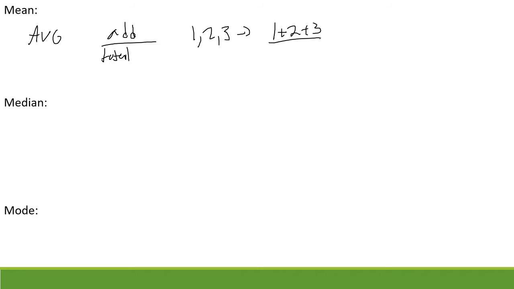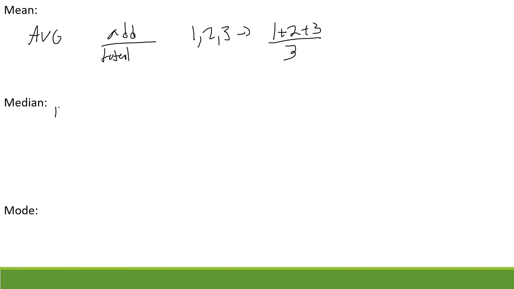So mean, median, mode. Remember, mean is your average, AVG. That is when you add up all the numbers and then divide by the total number of values that you have. So if I have to find the mean of 1, 2, and 3, you do 1 plus 2 plus 3, and then you divide by 3 because you have 3 total numbers.